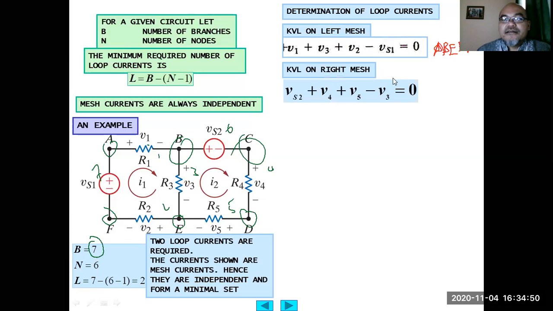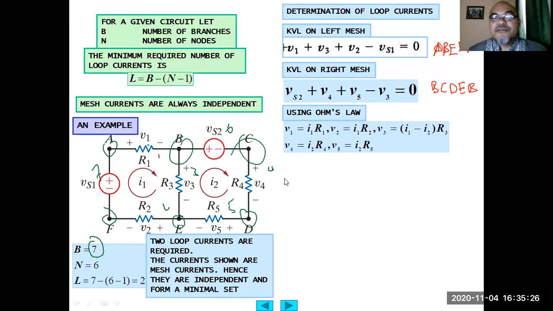Then KVL on the right mesh. So B, C, D, E, back to B. From B to C, positive voltage drop, Vs2. C to D, positive voltage drop, V4. From D to E, positive voltage drop, V5. From E to B is a negative voltage drop because it is a voltage increase. So negative V3 equals 0.